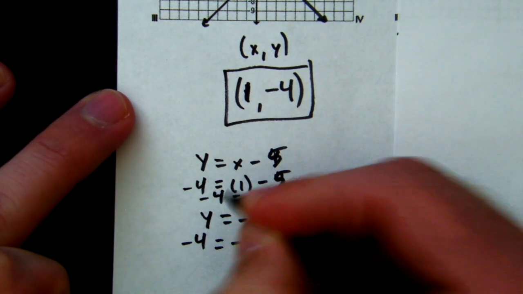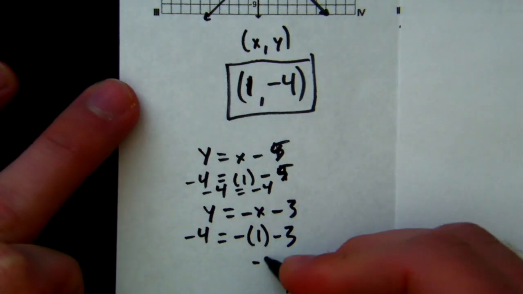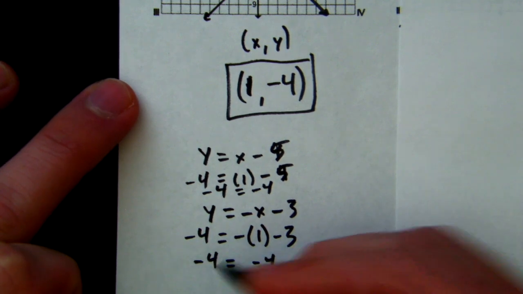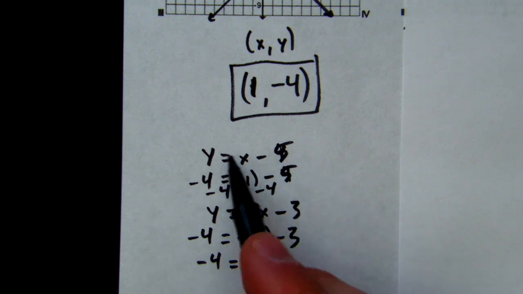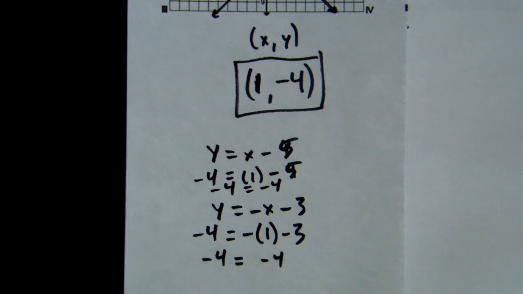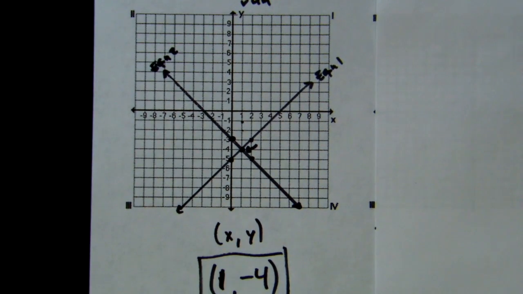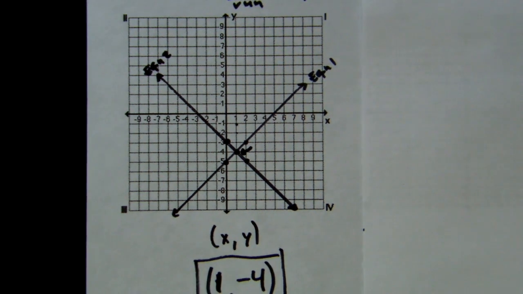And does that equal negative 4? You betcha. Negative 1 minus 3 gives you negative 4. Wow, look at that. They both work. This coordinate point works for both equations. If I plugged in 2 here, 2 minus 5 is negative 3. Well, what if I plugged in 2 here? Negative 2 minus 3 is negative 5. So it wouldn't work. The only point that satisfies both equations is 1, negative 4. And we do that by finding where the two graphs cross.